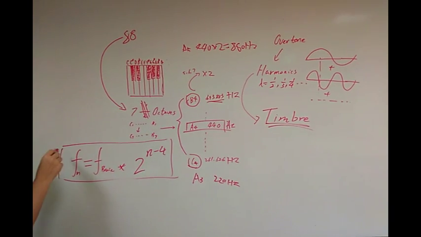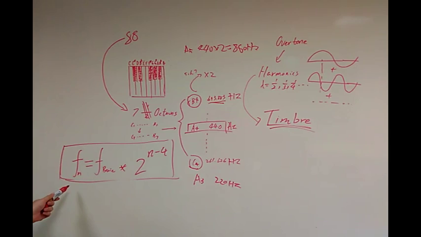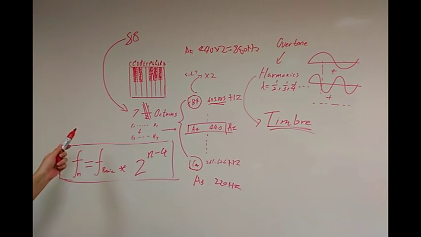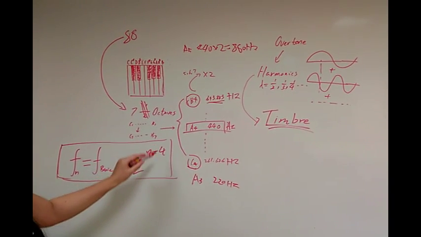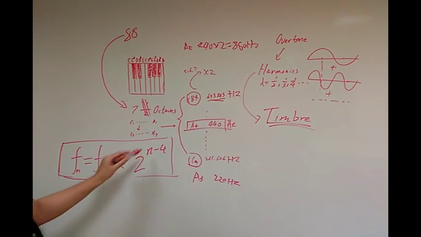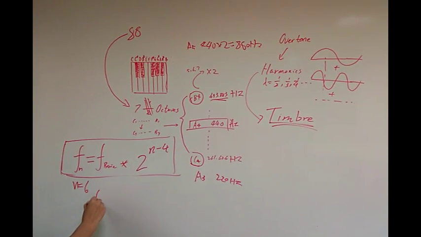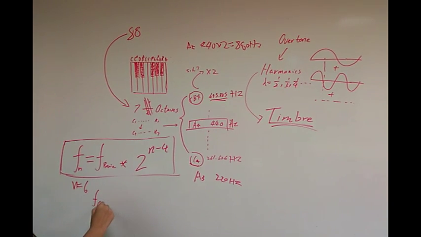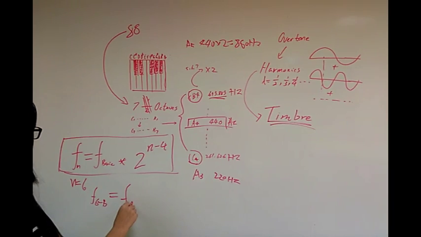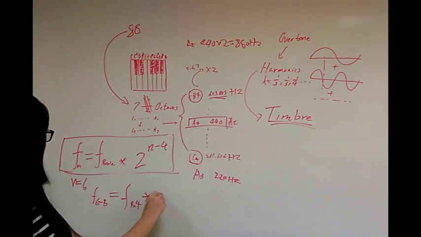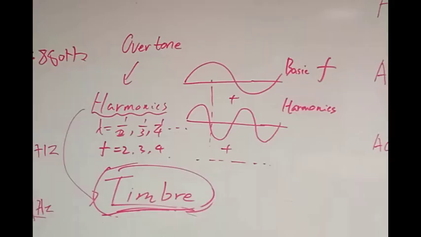And this is the formula we're going to use. The frequency of a key is the frequency of its basic key in B4 multiplied by 2 to the power of n minus 4, where n is the octave it is in. So if n equals, let's say, 6, the frequency of B6 will be the frequency of B4 times 2 to the power of 2. So this is the formula we're going to use.